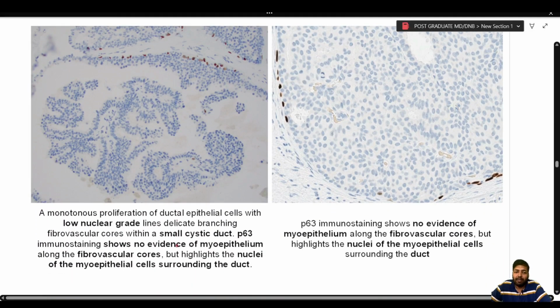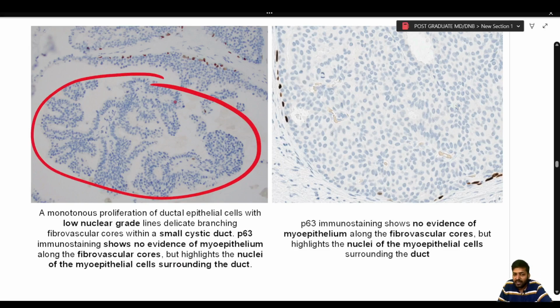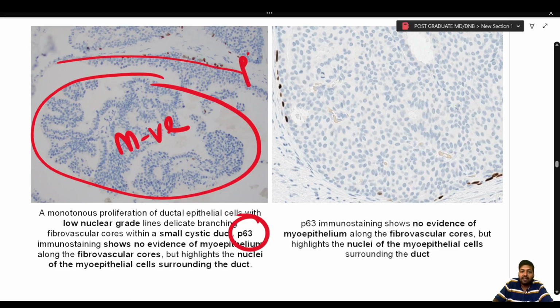This is what a papillary DCIS looks like. So this is the particular lesion that we can see. A monotonous lesion is there. Inside, the myoepithelial marker is negative. We have used P63 over here, whereas at the periphery, if you see, the P63 positivity is there. This is basically the papillary DCIS.